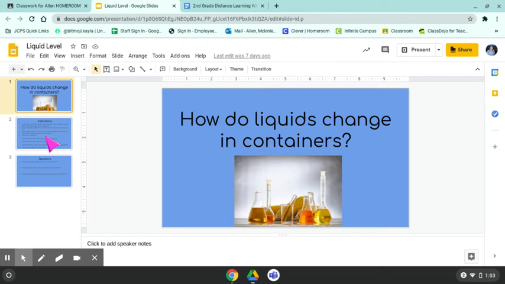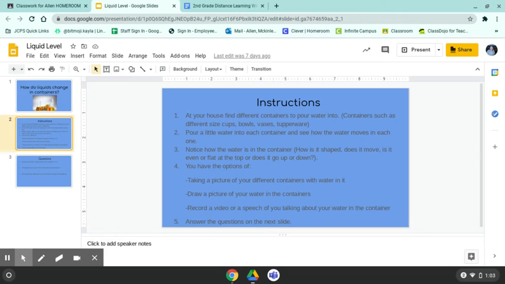What you're going to do at your house is find different containers that you're going to pour some water into. You can use cups, different size cups, little cups, big cups. If you have a brother or sister who has a bottle, you can use a bottle, bowls, plastic Tupperware, vases, whatever kind of container. You could use old empty water bottles, Coke containers, whatever container or cup you want. You need to have a couple different ones, and you're just going to pour some water into each of your containers or cups.